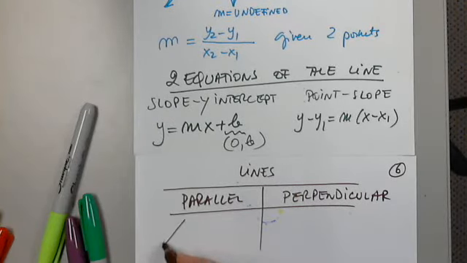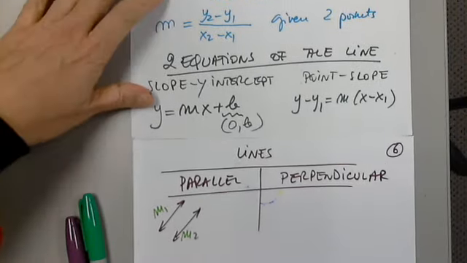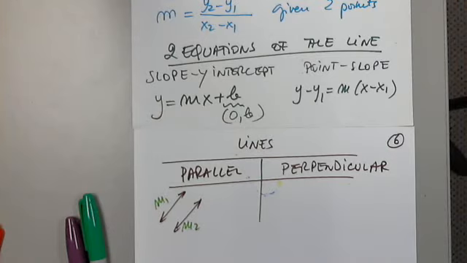Okay, parallel lines. These two lines are parallel. M1 is the slope of the first line, and M2 is the slope of the second line. What is the relationship between these two slopes if the lines are parallel indeed? They have to be the same. M1 equals M2.